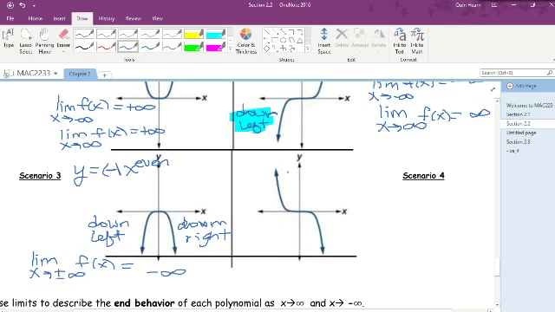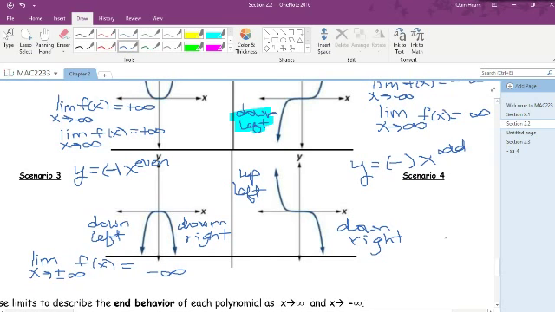And then scenario 4, this is going to be a negative coefficient, but with an odd power. You can tell it's an odd power like x cubed because it's going up on one side and down on the other. It's going up to the left, though, and it's going down on the right. So instead of acting like x cubed, it's acting like negative x cubed. So you have a negative coefficient and x to an odd power.